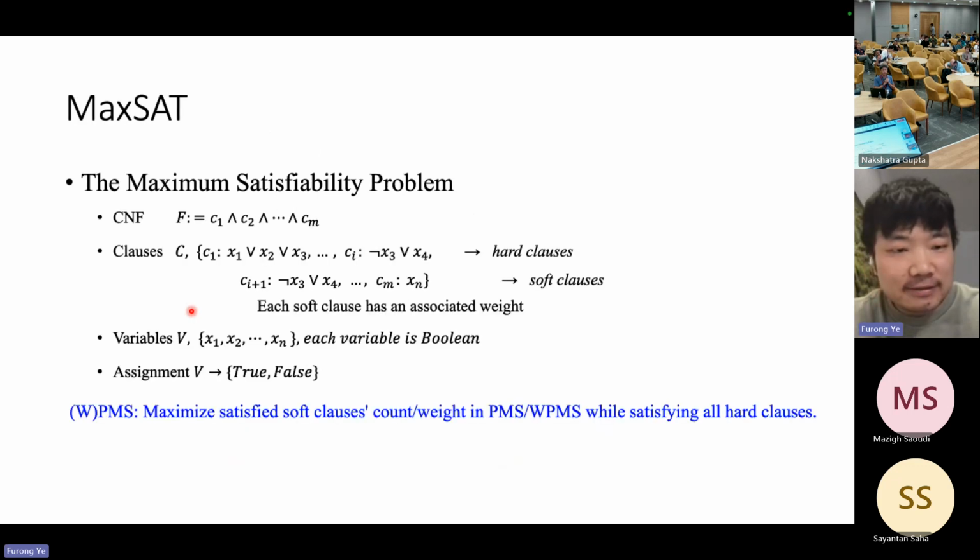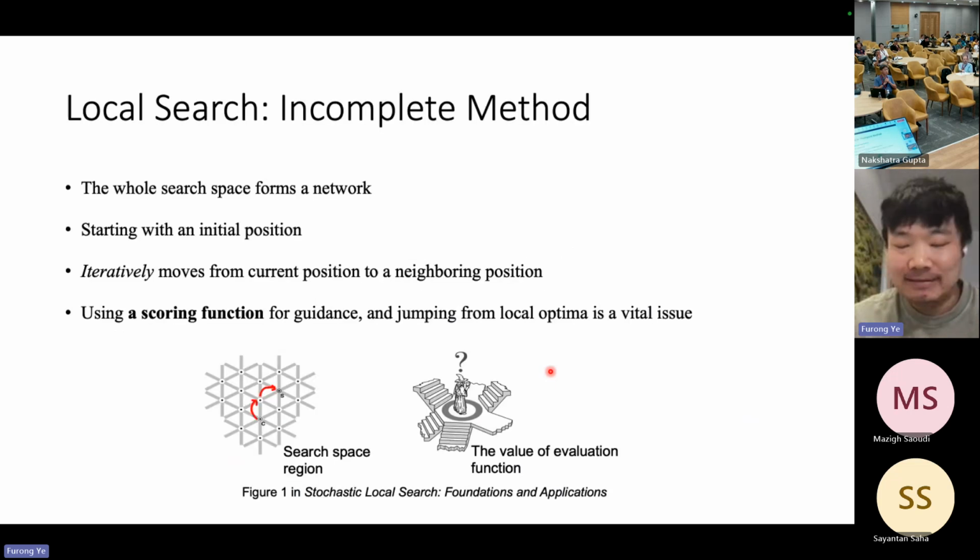And the first part is about the problem, but I believe I can just skip these slides because I believe everyone in this conference understands what MaxSAT is. We are working on incomplete methods in this paper. In practice, we apply local search to solve MaxSAT problems. And for local search, the whole search space is formed as a network. And in this network, each node denotes a solution for the problem.